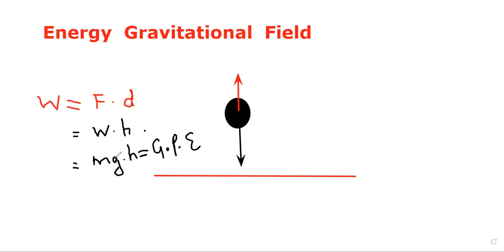So that's why, by ignoring the change in g, we can write the work, which has become gravitational potential energy, as mg and change in height.